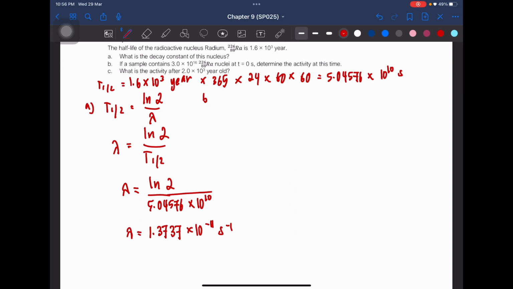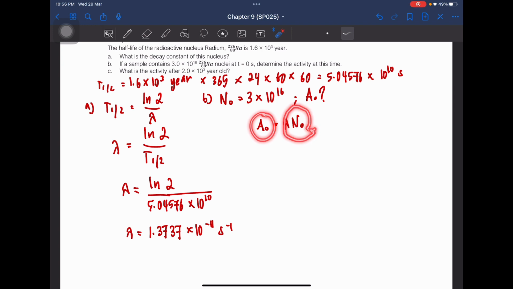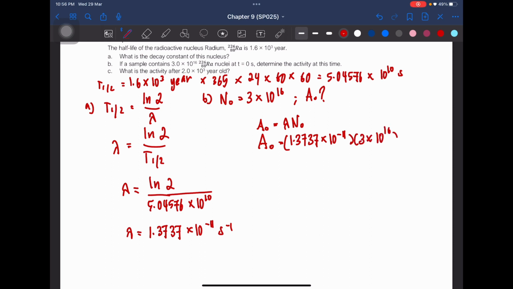Next, if a sample contains 3 times 10 to the power of 16 original nuclei at t equal to 0 seconds, determine the activity at this time. So activity at this time, we know that A is equal to lambda times N naught. This is the activity at t equal to 0, and this is the number of nuclei at t equal to 0. So just substitute and we get the answer. This is 1.3737 times 10 to the power of negative 11 times 3 times 10 to the power of 16. So the activity at t equal to 0 is equal to 4.1211 times 10 to the power of 5 becquerel. Remember the SI unit for activity is Bq, which is becquerel, or decay per second.